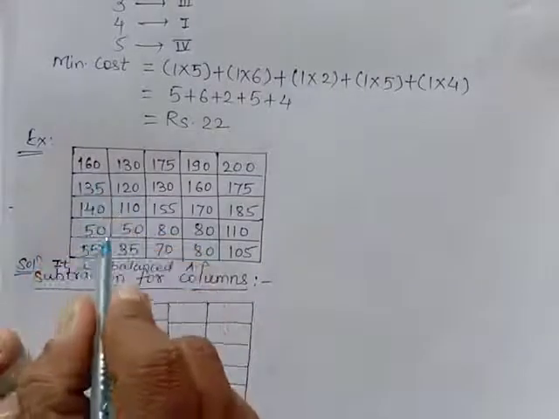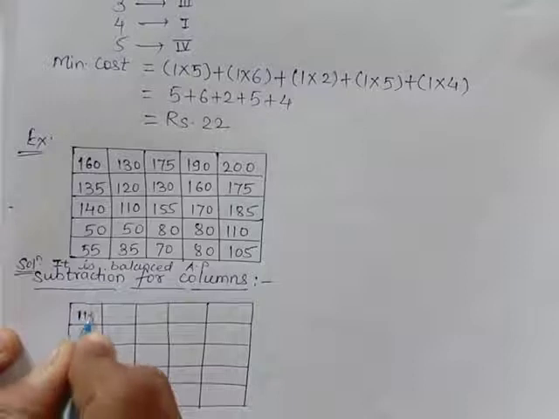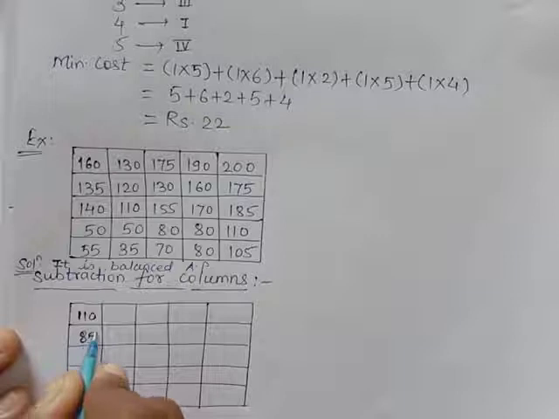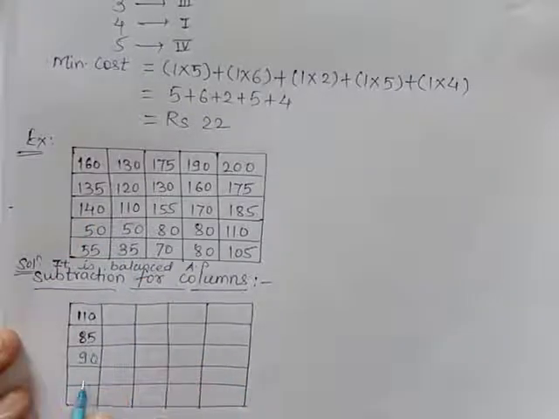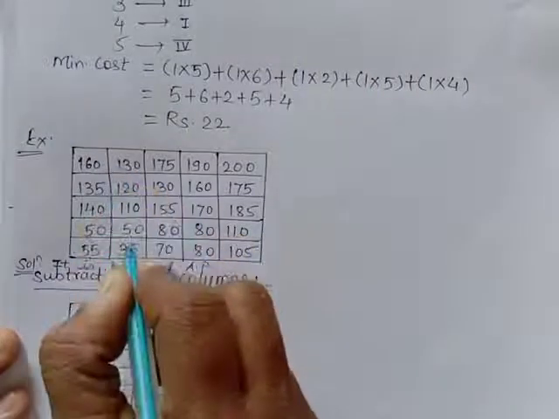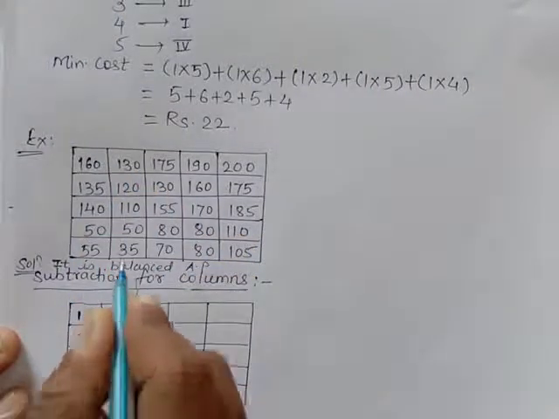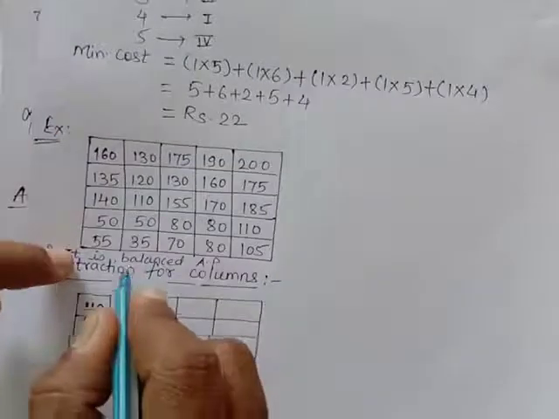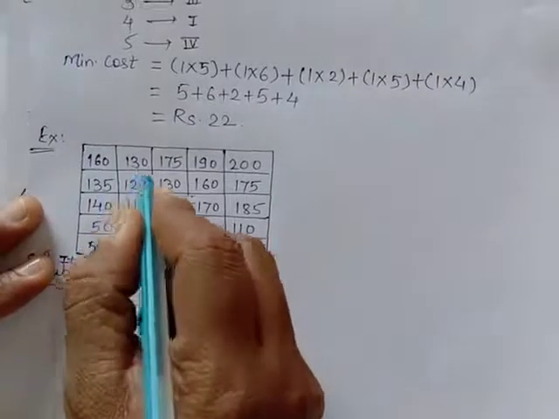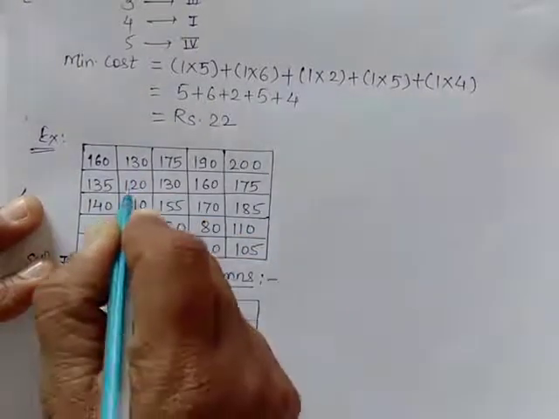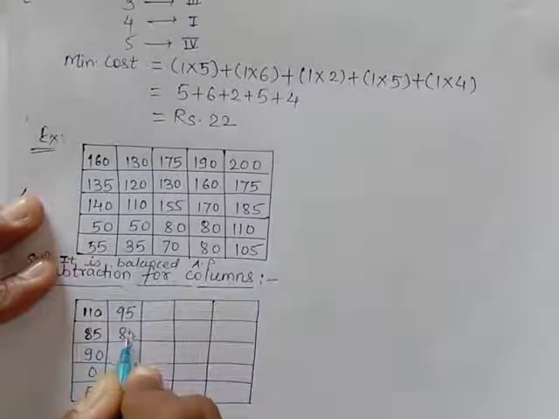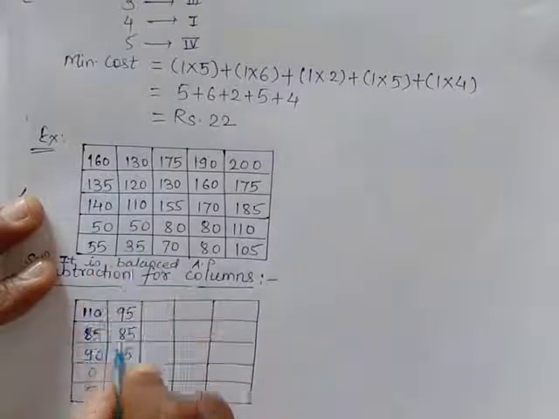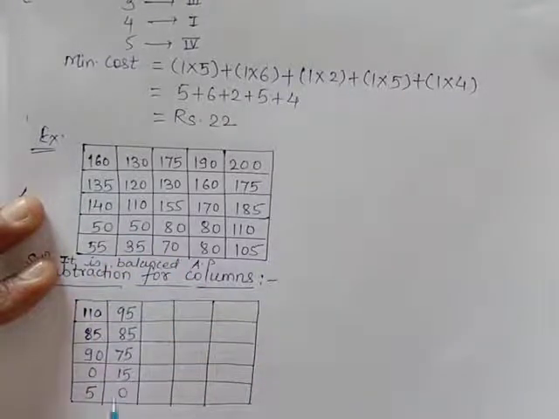Now in this column the minimum is 50, so I will subtract it from 160. It will be 110. Here it will become 85. Here it will be 90, 0 and 5. Here the minimum is again 50, so here it will become... sorry, the minimum is 35, not 50. 35 is the minimum here, so it will become 95. Here it will be 85. Here it will be 75. Okay. Here 15 and here 0 we are getting.